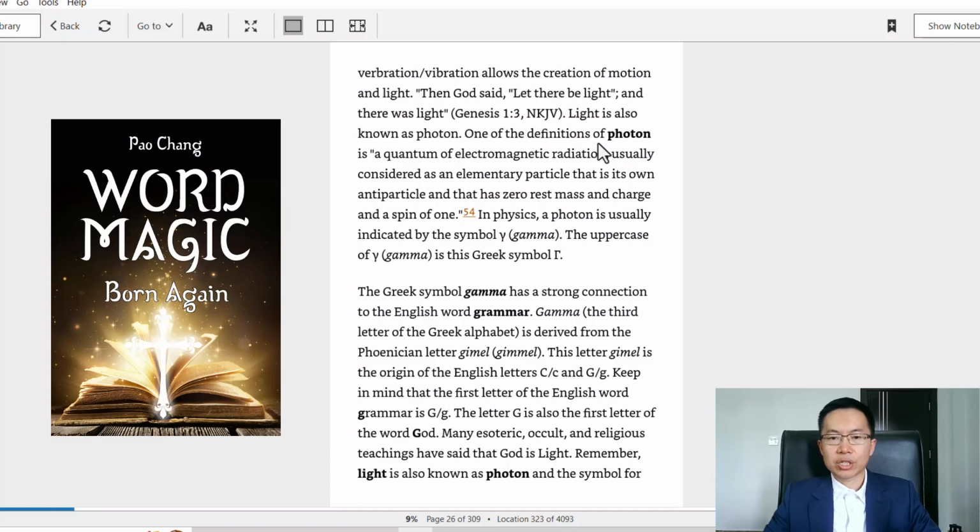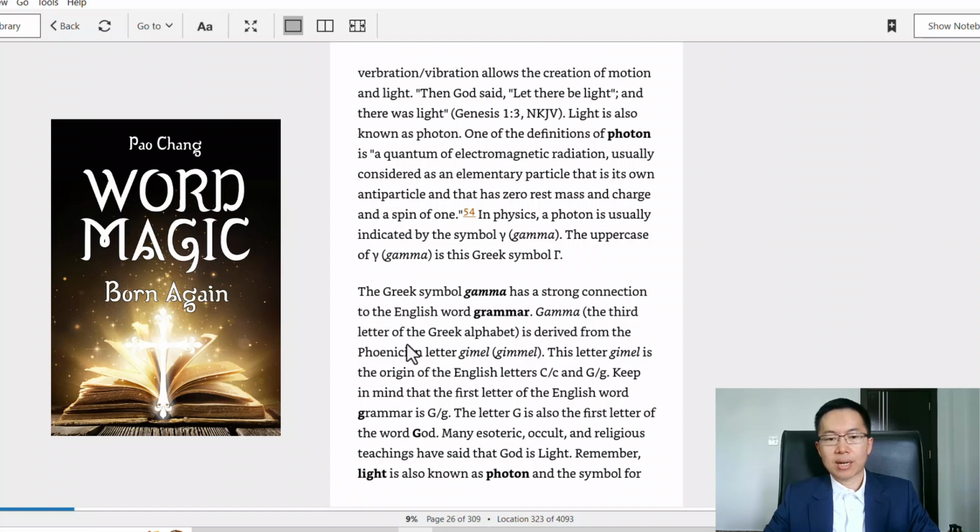One of the definitions of photon is a quantum of electromagnetic radiation, usually considered as an elementary particle that is its own antiparticle, and that has zero rest mass and a charge and a spin of 1. In physics, a photon is usually indicated by the symbol gamma. The uppercase of gamma is this Greek symbol. The Greek symbol gamma has a strong connection to the English word grammar.